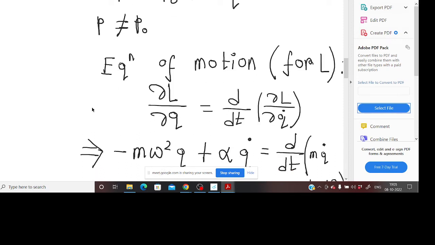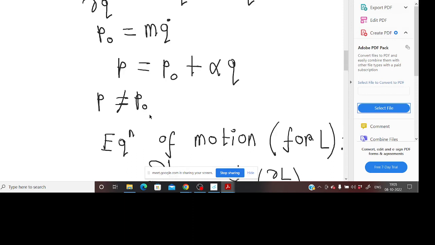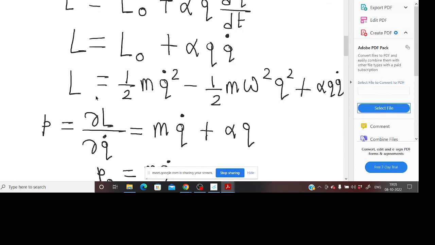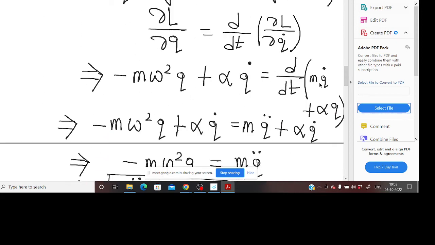Okay, but what happens to the equation of motion or the Euler-Lagrange equation? Now again the Euler-Lagrange equation is given by this thing, and what is del L del Q? This will be equal to minus m omega square Q plus alpha into Q dot, right? And what is del L del Q dot? This will be equal to m Q dot plus alpha into Q. So these are like this.